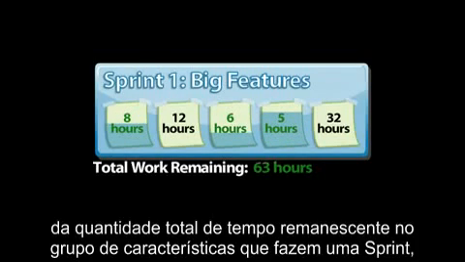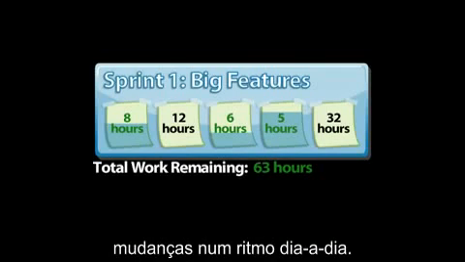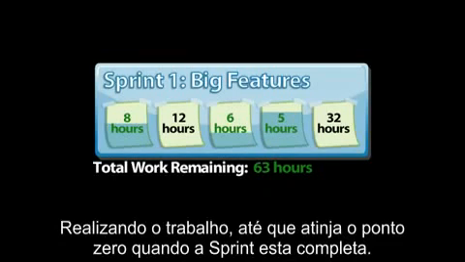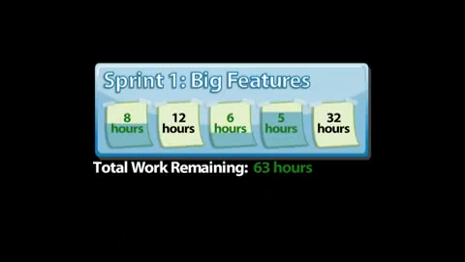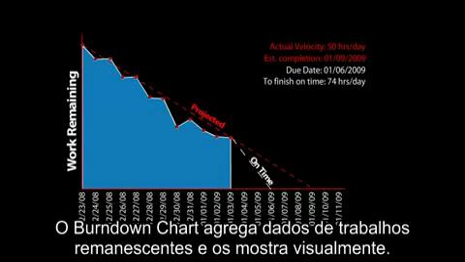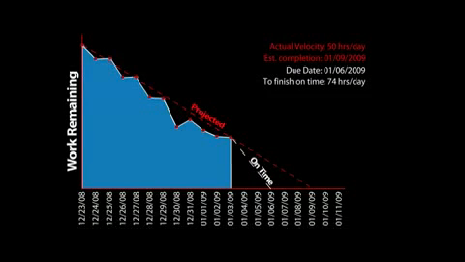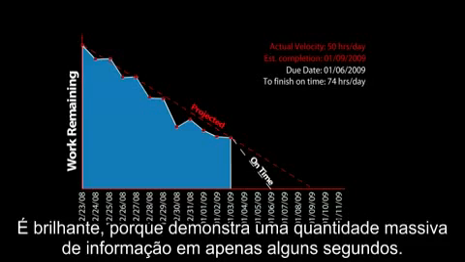So the total amount of time remaining on the group of features that make up a sprint changes on a day-by-day basis, hopefully going downward until it hits 0 when the sprint is complete. The burn down chart aggregates the remaining work data and shows it visually. It's brilliant because it communicates a massive amount of information in just a few seconds.